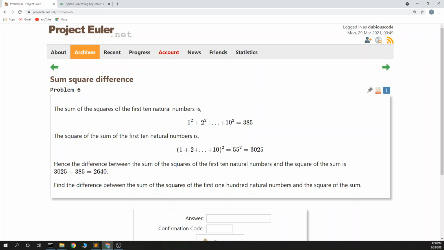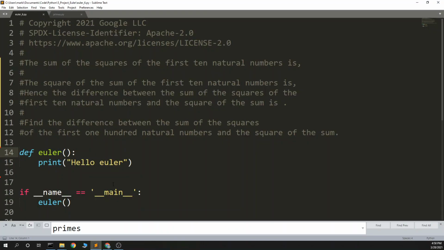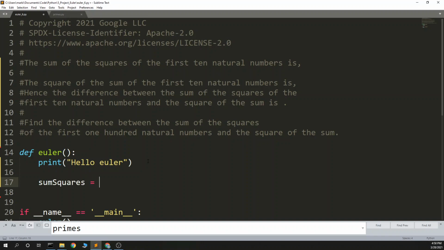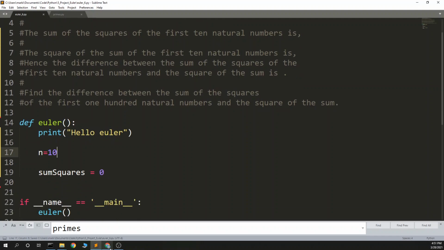Find the difference between the sum of the squares of the first 100 natural numbers and the square of the sum. All right, so this is kind of a straightforward loop. There's probably better ways to do it, but we can just do: sum squares equals 0. We'll say n equals 10. We'll start with 10 and see if we get our answers.